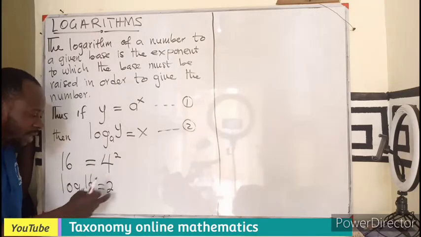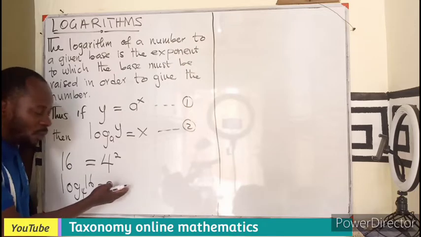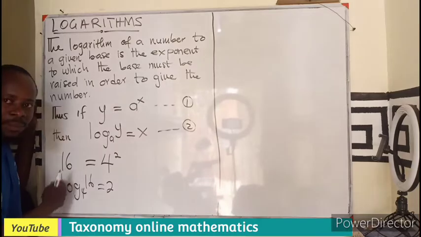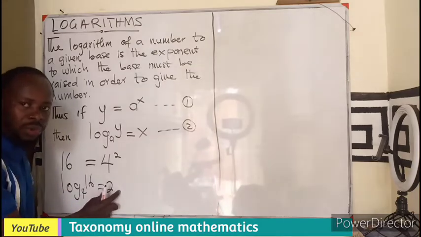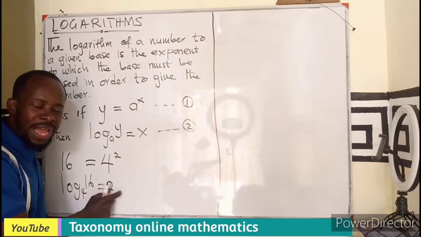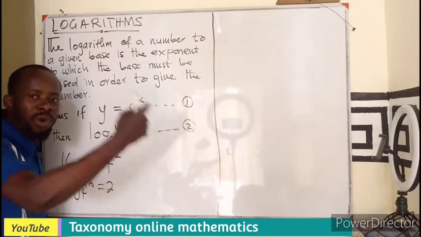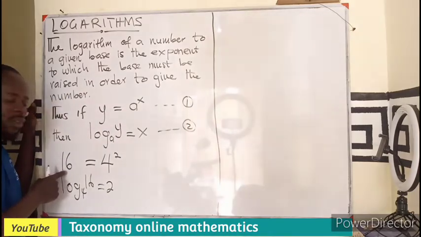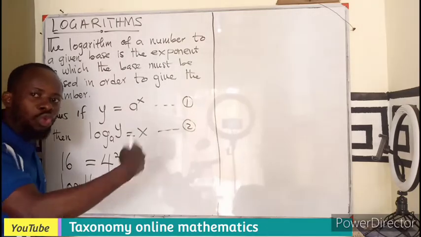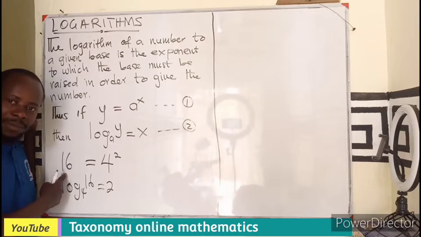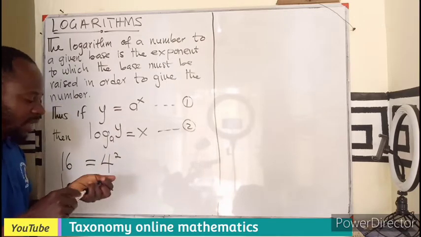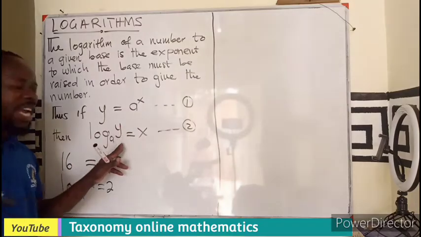So in logarithm, the exponent is the number that we are looking for when we operate the logarithm to its base. In indices, this is the number of times that the base must be multiplied in order to give us our number. So 4 will be multiplied 2 times to give us 16. So this is the connection between the indices and logarithm.